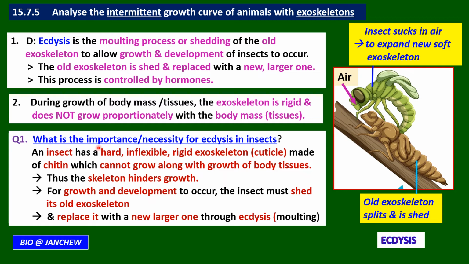So what is the importance or necessity of ecdysis in insects? An insect has a hard, inflexible, rigid exoskeleton or cuticle made of chitin, which does not expand or grow along with the growth of body tissues. That is, the body tissues are growing continuously, but the exoskeleton does not grow. So the skeleton hinders growth. For growth and development to occur, the insect must shed its old exoskeleton and replace it with a new and larger one through the process of ecdysis.